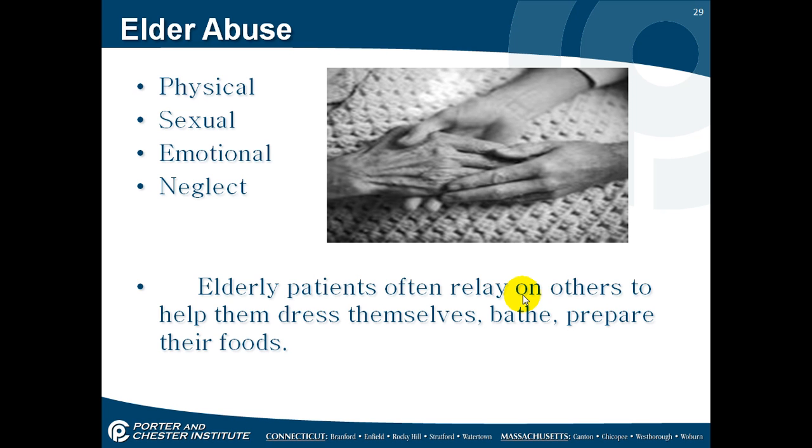So you have to be aware of it, and a nursing home might have great people on a day shift and then come the night shift, and there's all sorts of things going on, and so it's just something that you have to be aware of. And if you see it, you have to report it.